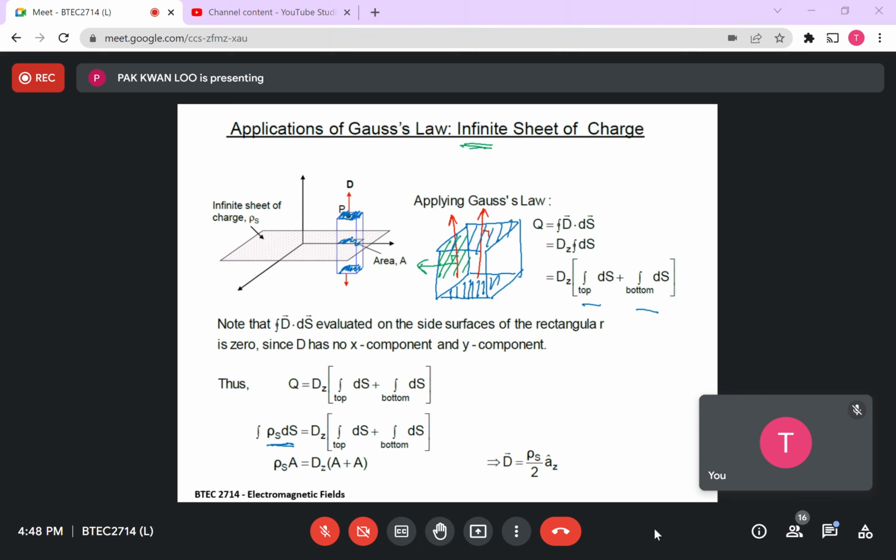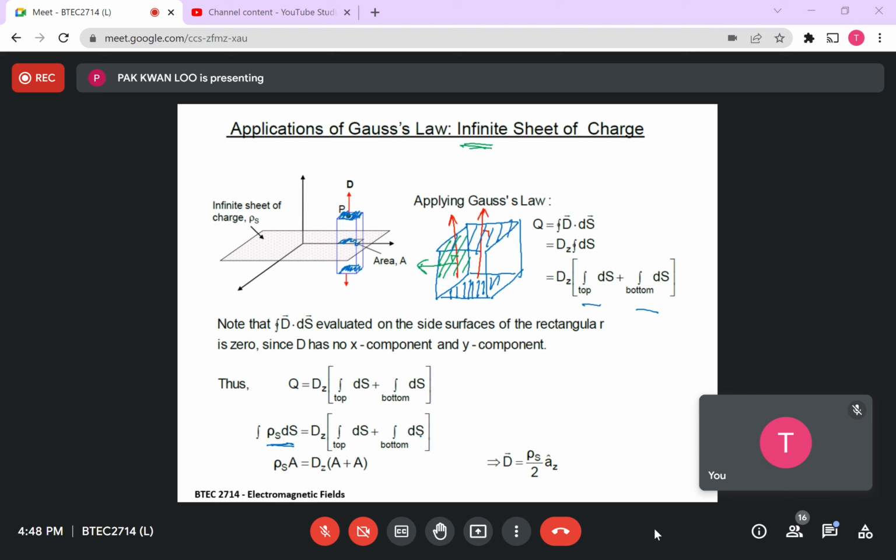The total surface is A. So top, middle, and bottom all is A. Therefore, Q is rho s times A. Rho s is the surface charge density, multiplied by the area. So this gives us back the charge is equal to the electric flux times the area.